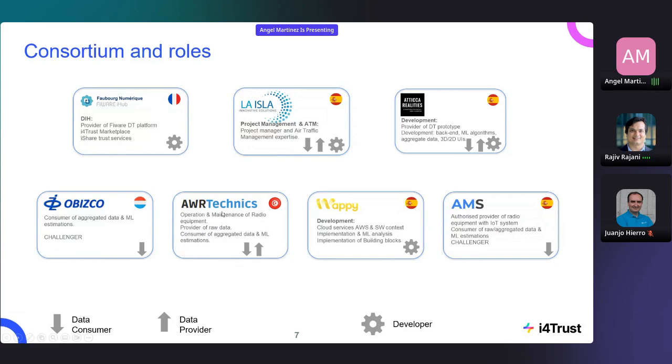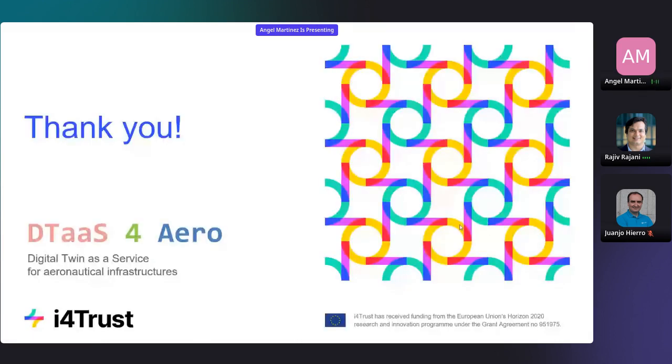system. AWR Technics is operation and maintenance, so they will operate the radio and input into the engineering, and they will be provided raw data and aggregated data. They're based in India. We have WAPI, which is also a Spanish company that is providing cloud services and software context and development. Sorry. And AMS, which is a system provider.